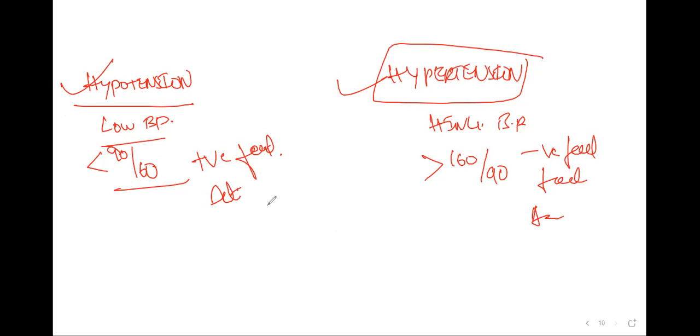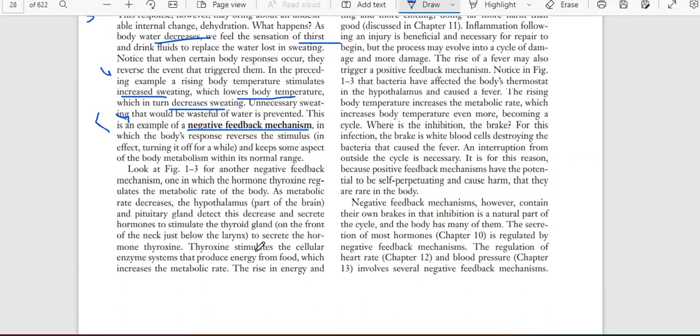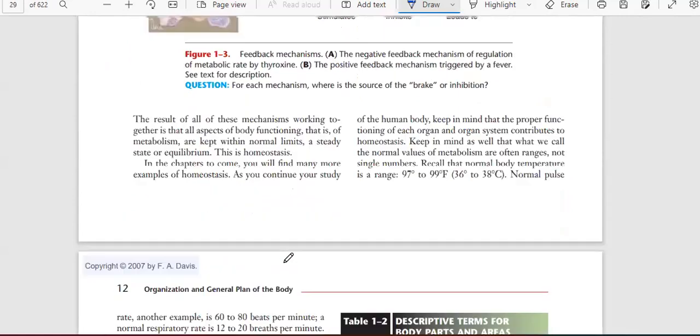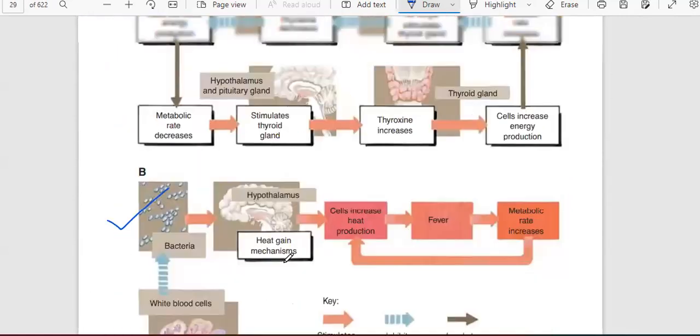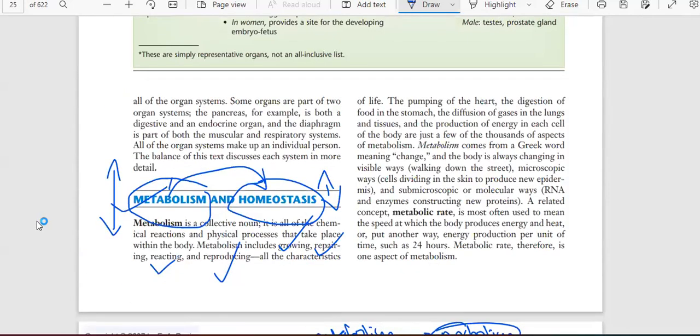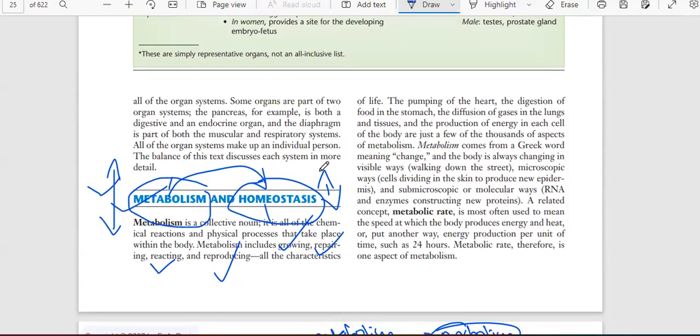This is the only thing we have to understand. Please make a list of some diseases, if you are able to understand: in which condition the negative feedback mechanism is activated, and in which the positive feedback mechanism is activated. So this is all for today's lecture. I hope you understand the basics of metabolism as well as homeostasis.